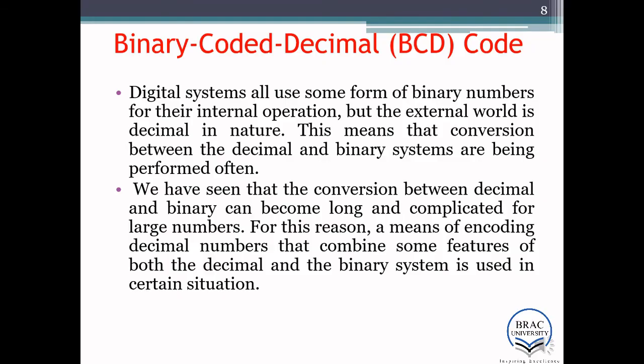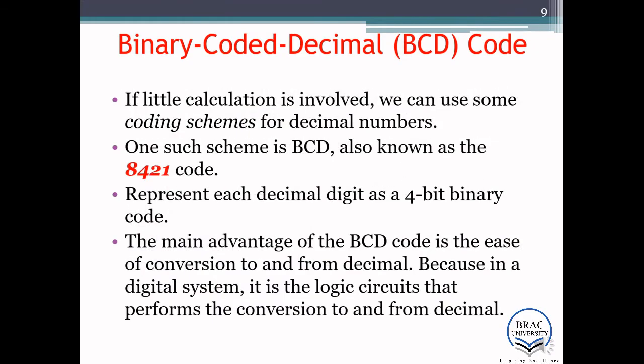If little calculation is involved, we can use some coding sequence for decimal numbers. One such scheme is BCD, known as the 8-4-2-1 code. We represent each decimal digit as 4-bit binary. The main advantage of BCD code is the ease of conversion to and from decimal, because in a digital system it is the logic circuit that performs the conversion to and from decimal.